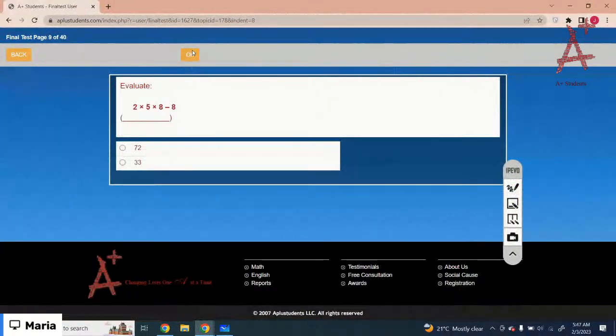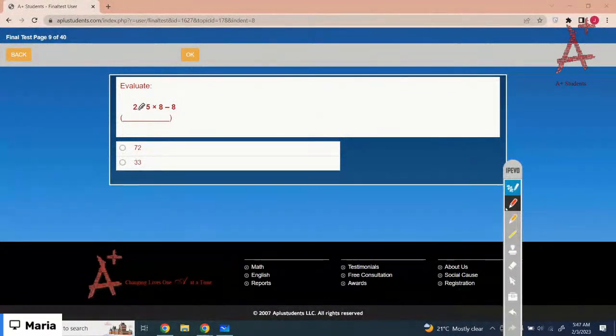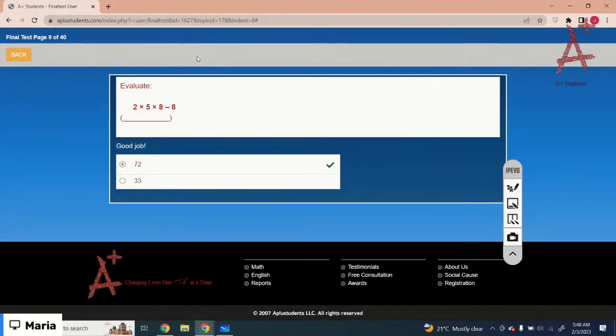Okay, the next one is you have to do 2 times 5 times 8 minus 8. So just do multiplication first. 2 times 5 is 10. Then you have again a multiplication. 10 times 8 is 80. And 80 minus 8 is 72. Got it? So the correct option is 72. Just select the correct option and click on the OK button.